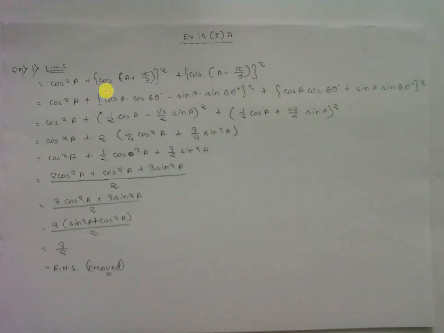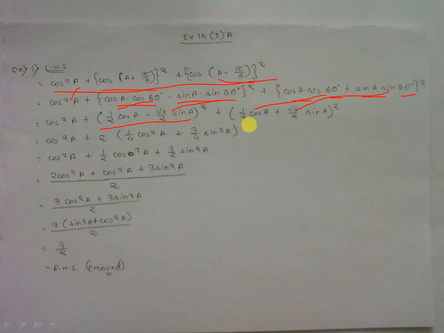Then we have to prove that this is equal to 3 by 2. Now see, this one is cos A plus B whole square, that is cos A plus B formula cos A cos B minus sin A sin B. Cos A minus B formula is cos A cos B plus sin A sin B. Now put the value of cos 60, sin 60 here. So this is half, you can take half common, then cos A minus root 3 sin A, and if you take half common, cos A plus root 3 sin A.